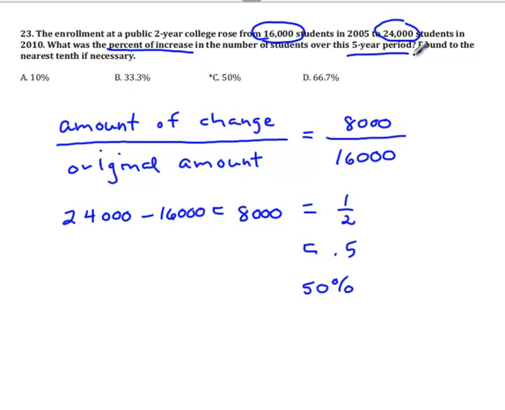Now, you really don't need the 5-year period. You don't need these years. You don't need that number 2. You just have to be careful and make sure you're using just the information you need to find the percent of increase.